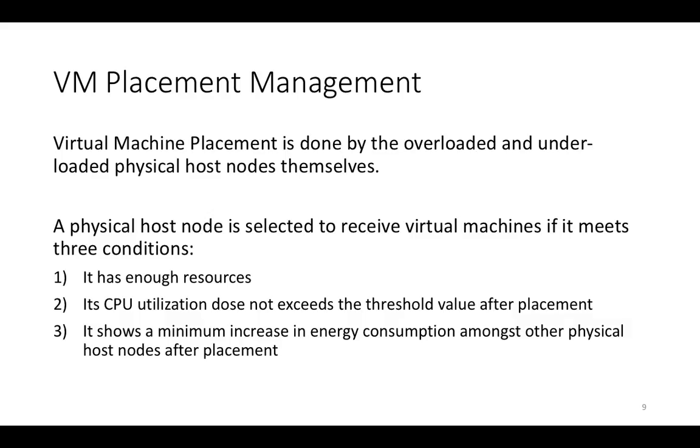In the VM placement schema, a physical host node is selected to receive migrated virtual machines if it meets three conditions. 1. It has enough resources to place a new VM. 2. Its CPU utilization does not exceed the threshold value after placement. And the last one, it shows a minimum increase in energy consumption amongst other physical host nodes after placement. Therefore, it's obvious that each overloaded or underloaded physical host node needs to have some information about other host nodes to make decisions.